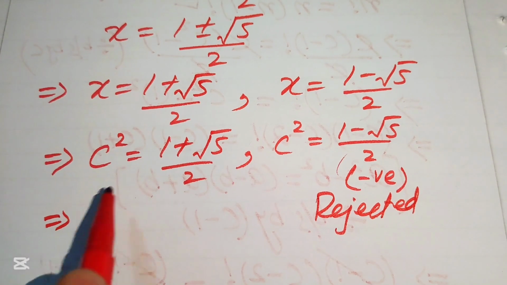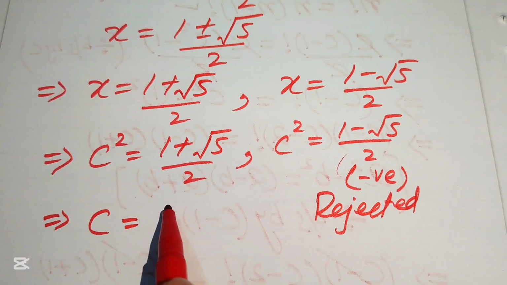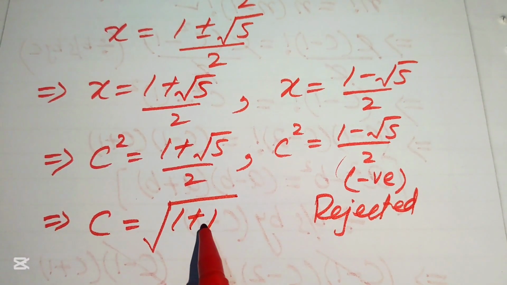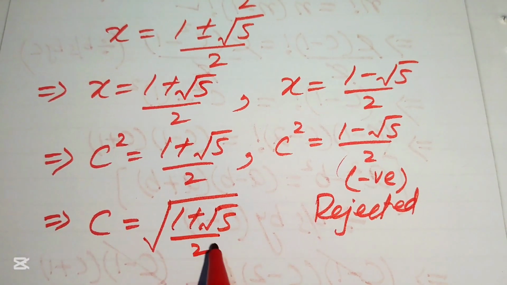In this case we take the square root on both sides, and you easily get the value of c equals square root of 1 plus square root of 5 divided by 2.